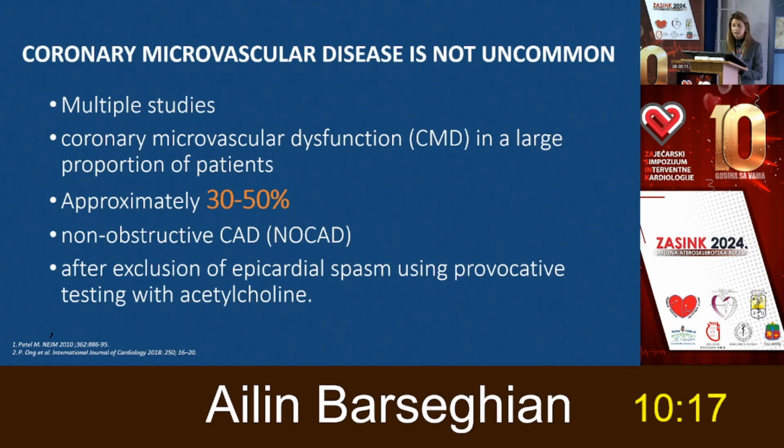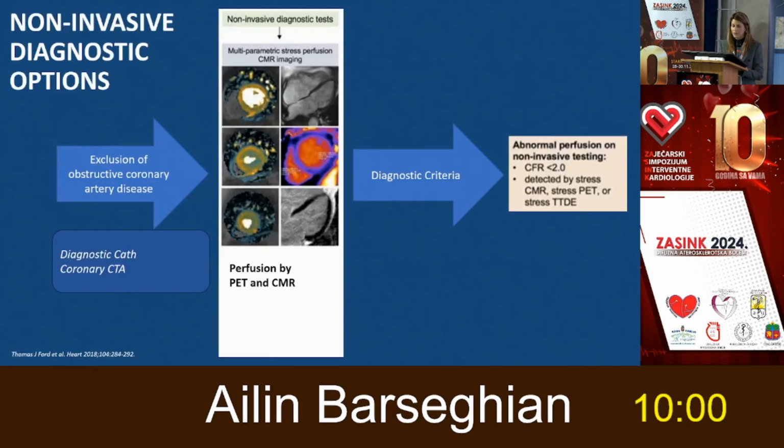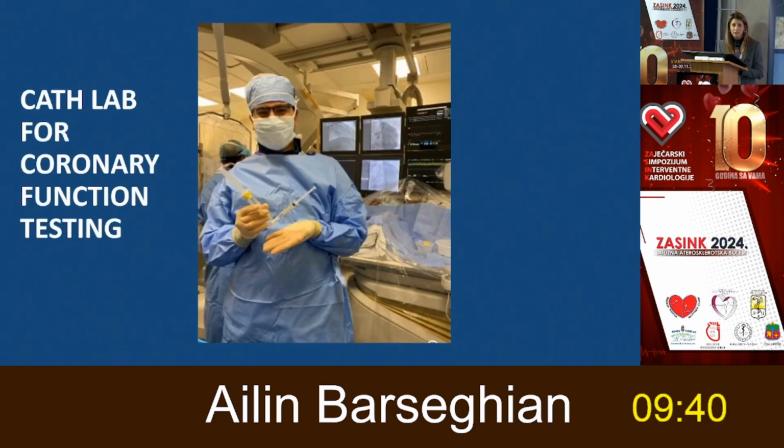And in multiple studies, there's been demonstration that about 30 to 50% of these patients with non-obstructive coronary artery blockages actually have microvascular disease. So up to 50% in some studies, even after they've ruled out overt vasospasm. Once you've ruled out obstructive heart disease, there are non-invasive diagnostic tests that can assess perfusion, which we're going to get to on the next lecture, fortunately. And that's going to be involving either PET or cardiac MR. And there are diagnostic criteria for that. But right now, the invasive testing is the reference and gold standard.